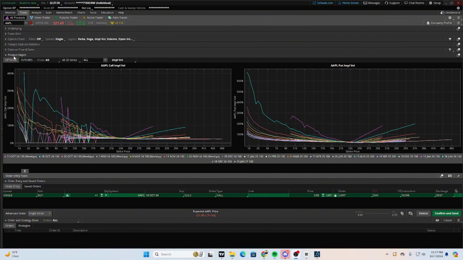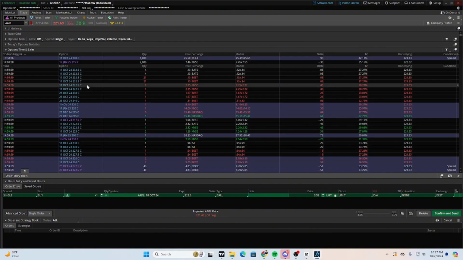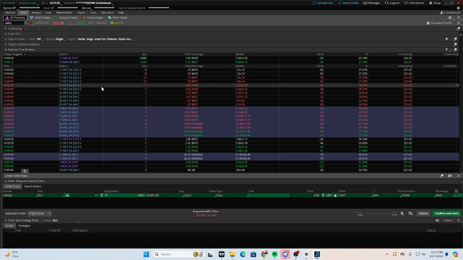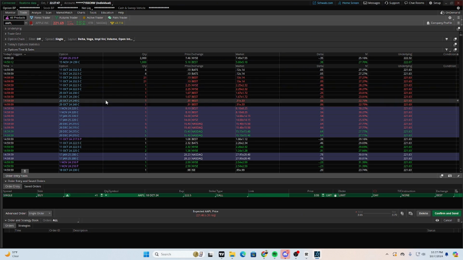Let's go ahead and close product depth, and we'll look at option time and sales. Now, this is called watching the flow. What you're looking at here is a real-time ledger. If the market was open, this would be rapidly moving as it tracked all transactions taken across all strikes and all expirations on the stock Apple.